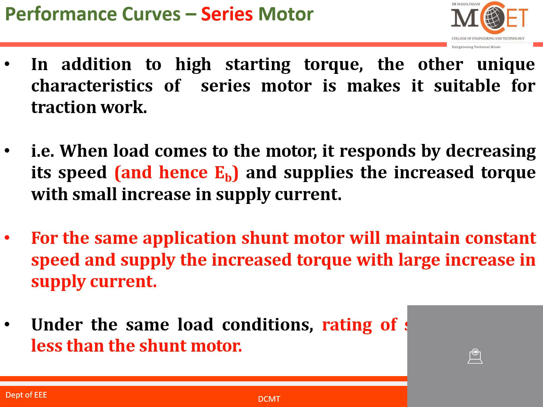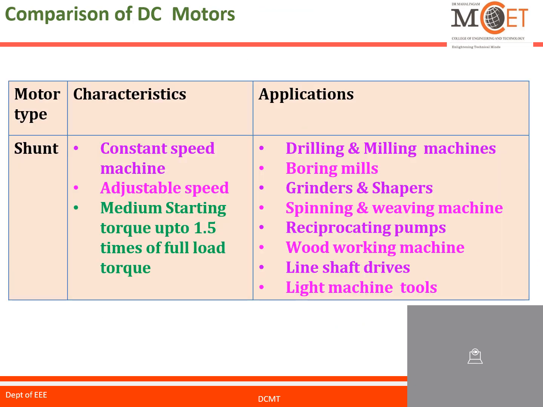Then the third one, comparison of DC motors. In the shunt motor, this is a constant speed motor and the speed is adjustable. It has medium starting torque, up to 1.5 times of full load current. In applications we can prefer this DC shunt motor for drilling and grinding, spinning and weaving applications, and woodworking machines, because the speed is always nearly constant irrespective of the load. These are the applications of the DC shunt motor.